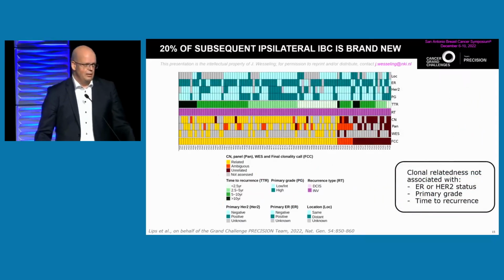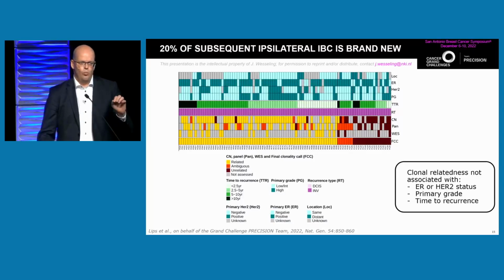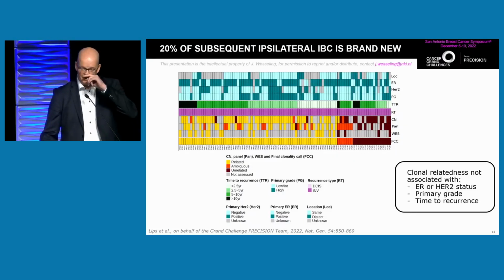Then it comes to the final score, the clonality score or class, if you like. What is striking is that, at least in this series, you don't see a relation to the ER status, the HER2 status, or the time to recurrence. And 1 out of 5 appears to be a brand new invasive breast cancer, not related to your initial DCIS lesion.